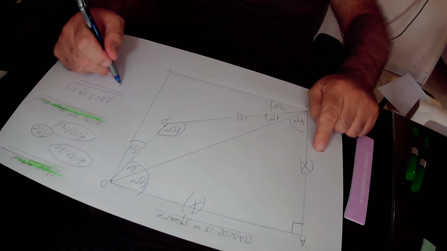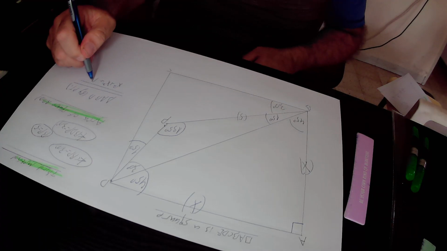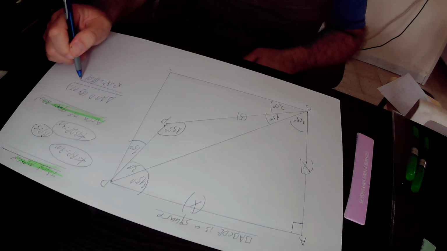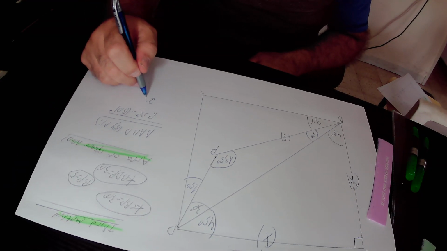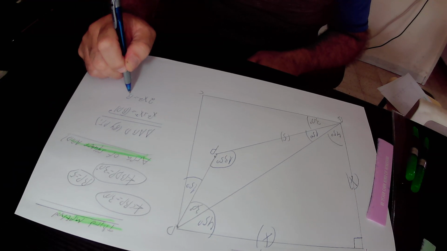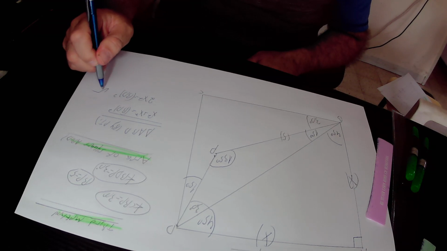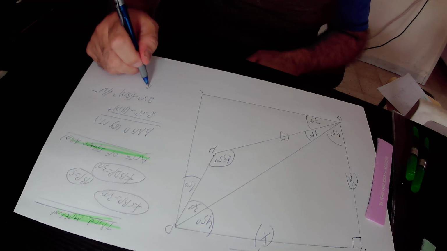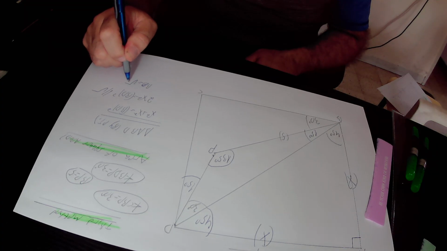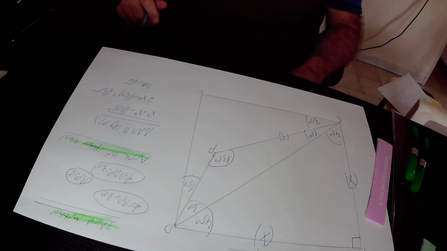X squared plus x squared equals BD squared. X squared plus x squared is 2x squared, so 2x squared equals BD squared. Here we take a root out of this equation and find out that the missing hypotenuse BD is equal to the square root of 2, and the square root of x squared is x.